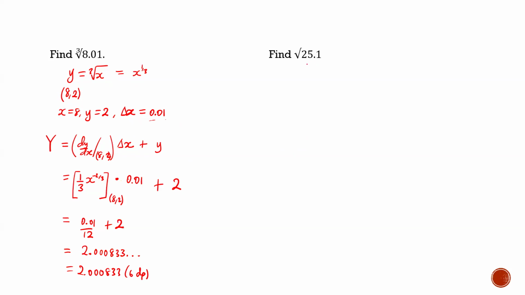Okay, how about the square root of 25.1? Same steps as in our previous example. The point that we know here is 25, 5. We know that when x is 25, y is 5. In this case, our delta x is going to be 0.1. Okay, how shall we get our y? Our y in this case is the square root of 25.1.